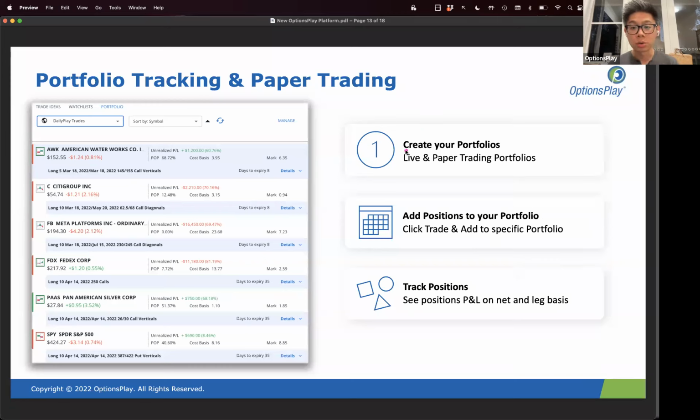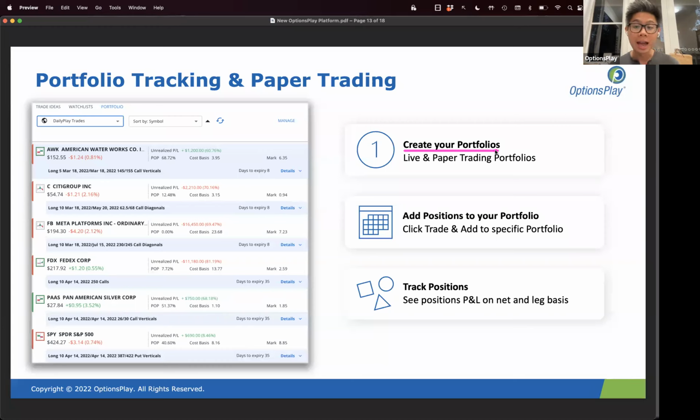What you can do is create your portfolios, and what I've encouraged you to do is create as many portfolios as you want. So for example, if you have 3 different brokerage accounts and you have a paper trading account, then you might want to create 4 portfolios, 1 for each of your live accounts and 1 for your paper trading portfolio.